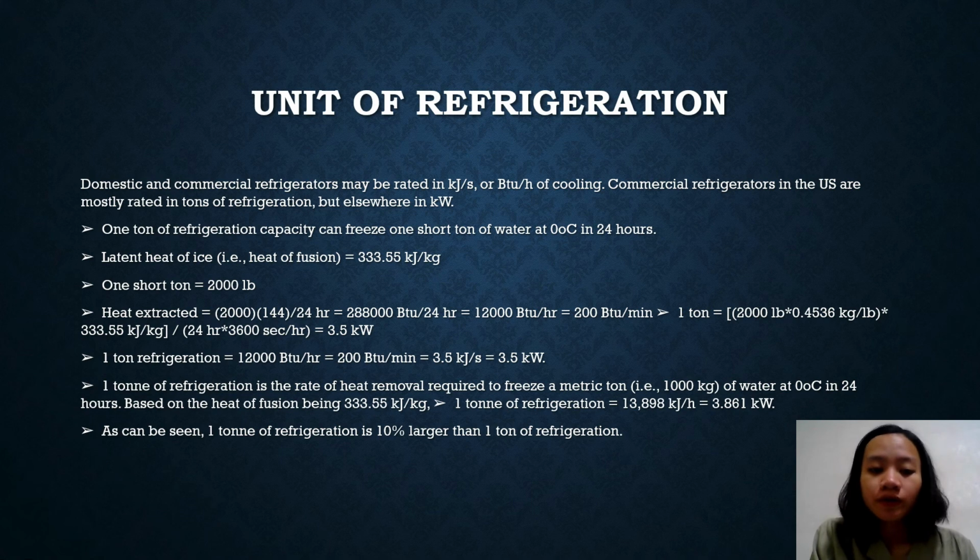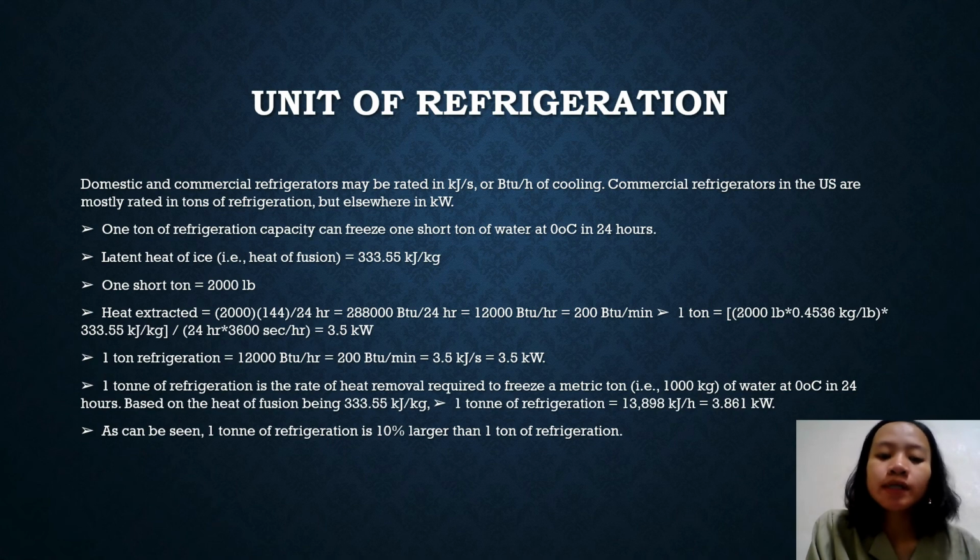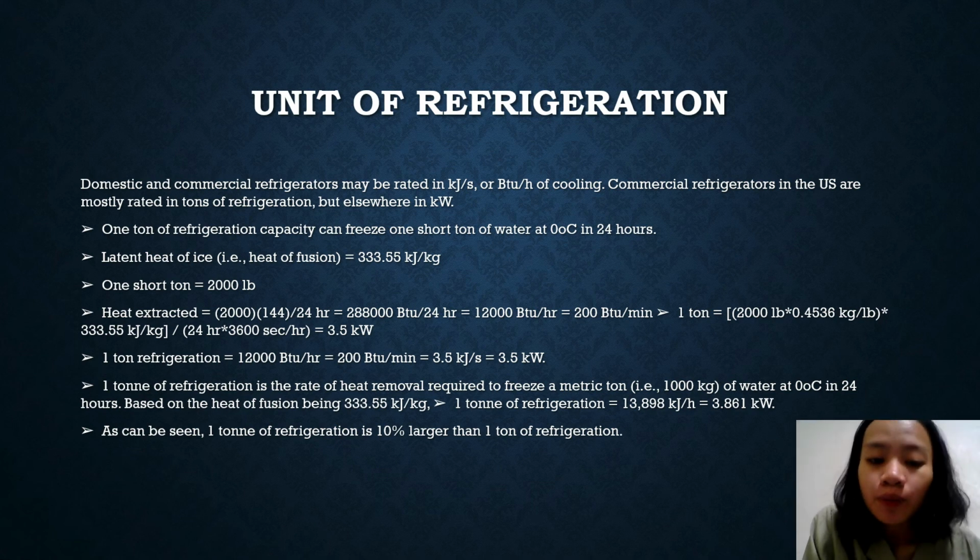As to 1 ton of refrigeration, the capacity can freeze 1 short ton of water at 0 degrees Celsius in 24 hours. The latent heat of ice is equal to 333.55 kilojoules per kilogram. 1 short ton is equal to 2,000 pounds. Thus, 1 ton of refrigeration is equal to 12,000 BTU per hour, and is also equal to 3.5 kilojoules per second, which is then equal to 3.5 kilowatts.